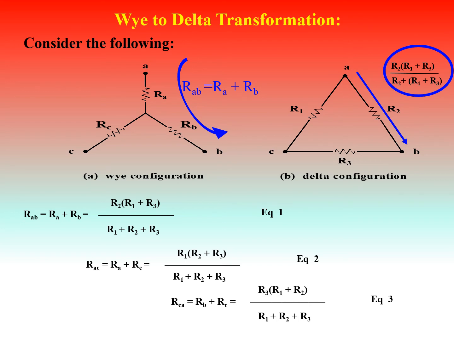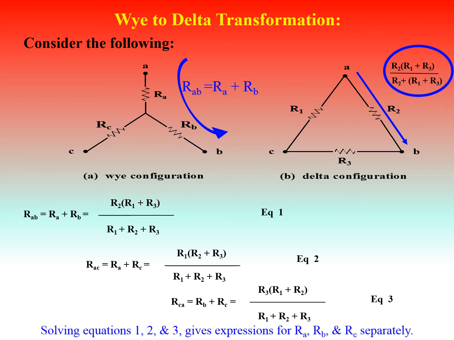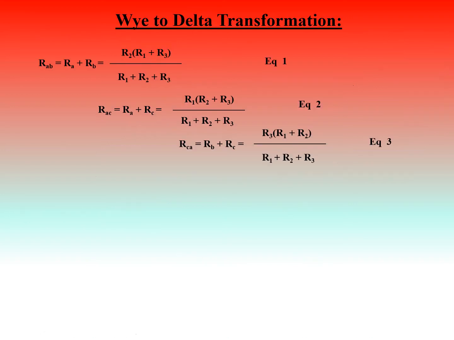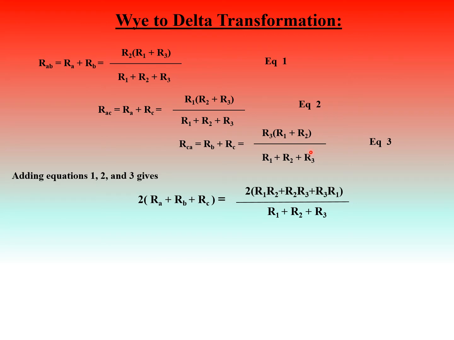Similarly, for points C to B, you will get this equation. Now we have to solve all three equations to get expressions in terms of RA, RB, RC. How to do it? Let us do it step by step. These are the equations 1, 2, 3 that we just obtained. Now simply add all three equations. Then what you will get is this one.